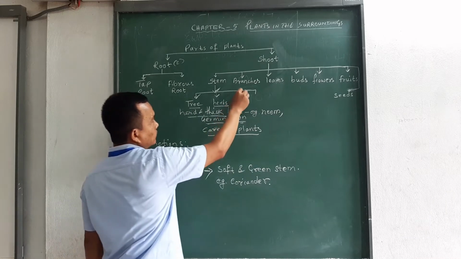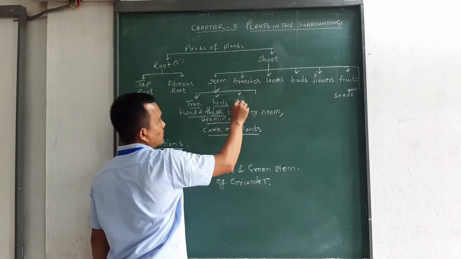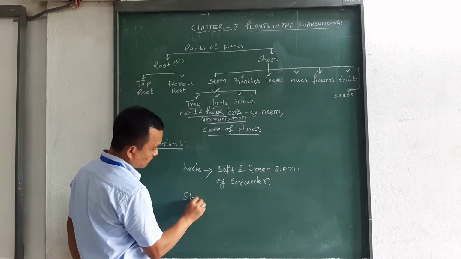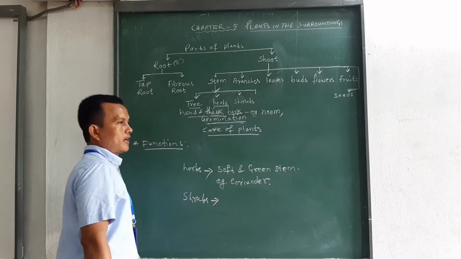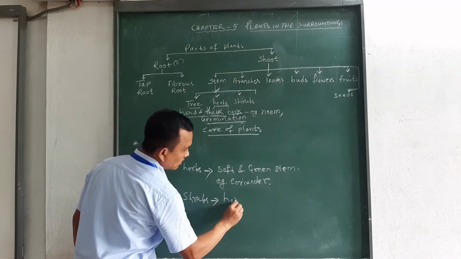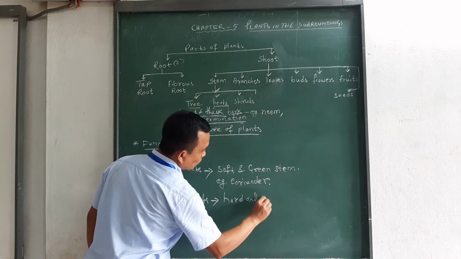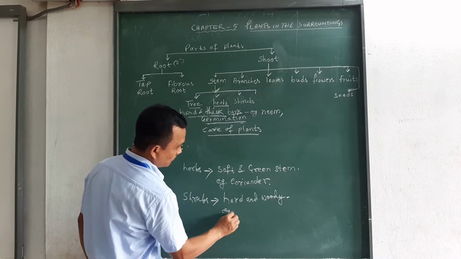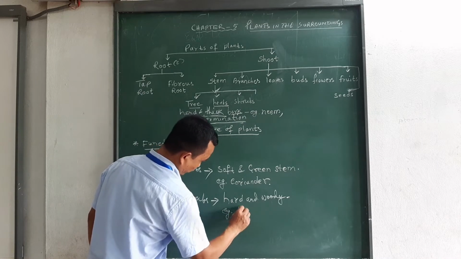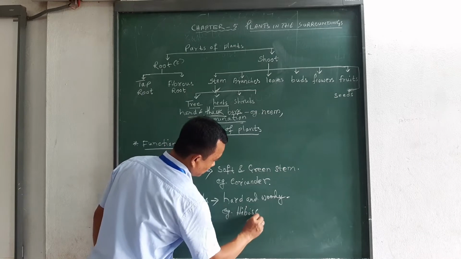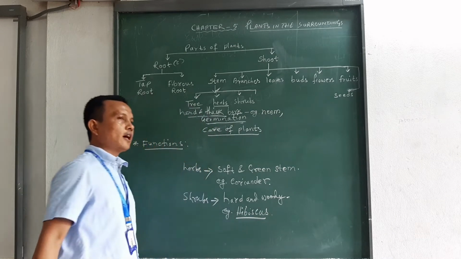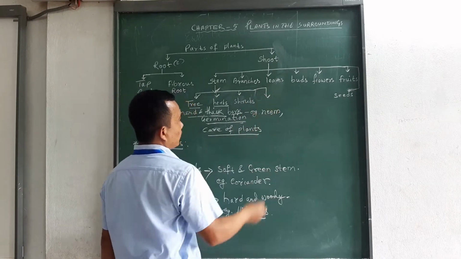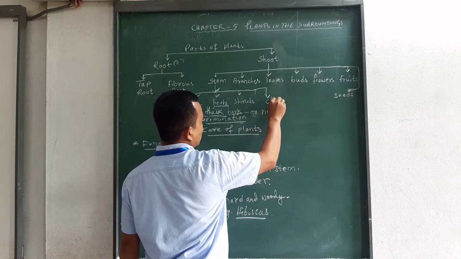Alright, and the third one, we can write shrubs. Shrubs, the stems are hard and woody, very hard and woody. Example, hibiscus, bougainvillea, you can write. And the fourth point, we can write creepers.